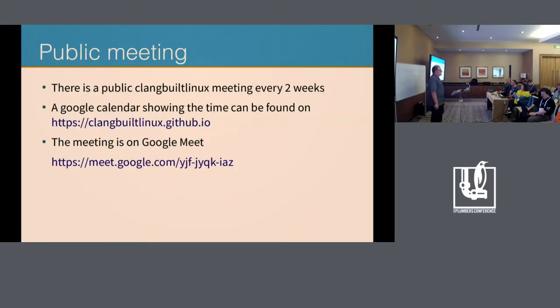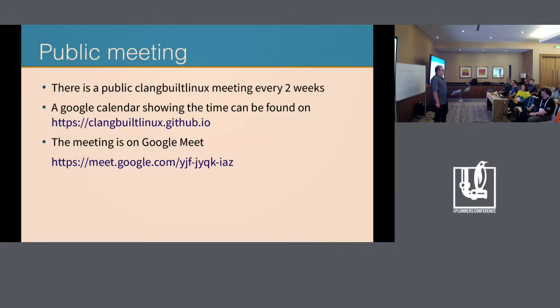The next thing worth noting is that there's a public meeting every 2 weeks. Essentially, there's a Google Meet that happens on a regular basis. There's a Google Calendar on the Clang Built Linux github.io website that will tell you when those are. And indeed, this is the Google Meet video chat that happens every 2 weeks. At that time, essentially, all the appropriate people get on and talk. You're welcome to be a part of that.